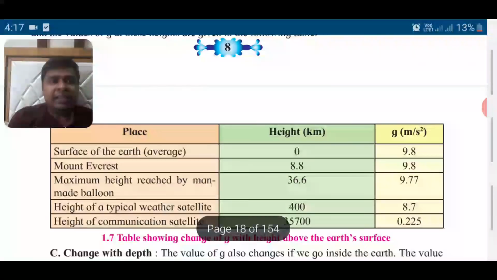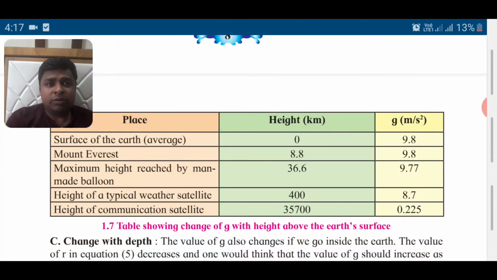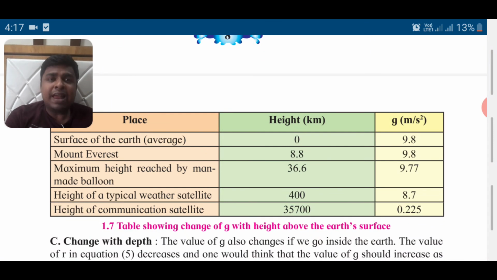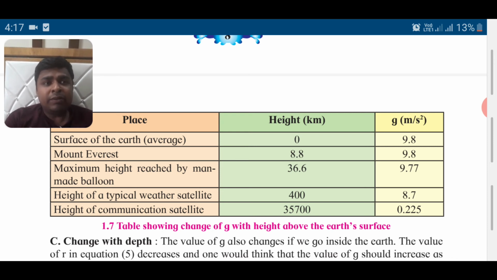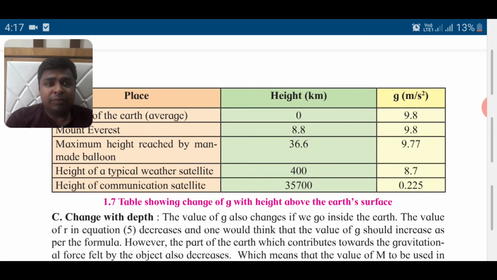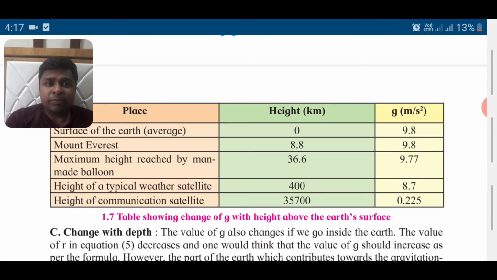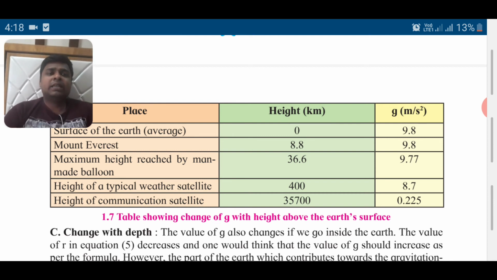You can see one table. In this table they have shown that on the surface of the Earth the value of small g, that means acceleration due to gravity, is 9.8 meters per second squared. On Mount Everest, that is 8.8 kilometers above sea level, it is also 9.8 meters per second squared. Even in an aeroplane or with some object above the surface of the Earth, it is 9.8.